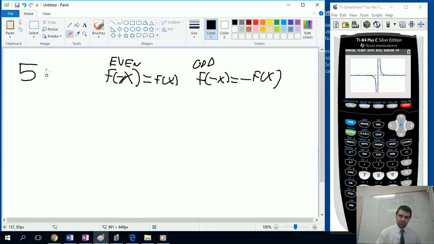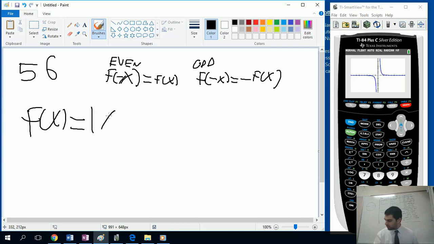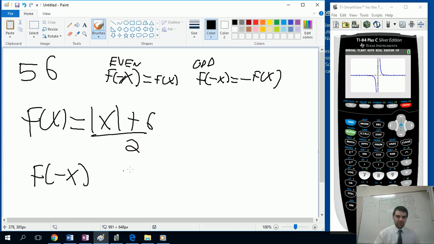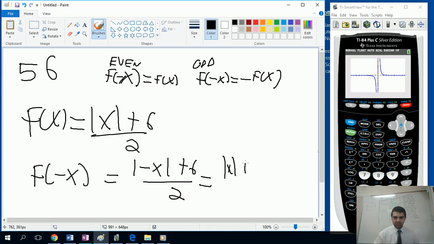B. f of x is equal to the absolute value of x plus 6 over 2. So we look at f of negative x. That's going to be equal to the absolute value of negative x plus 6 over 2, which is going to be equal to the absolute value of x plus 6 over 2. They're equal to the same thing. So that's equal to f of x. So this function is even.